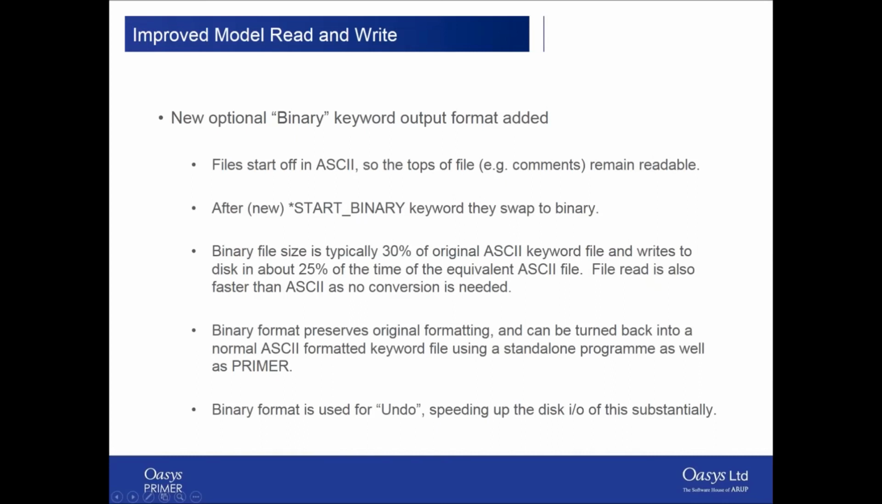On top of that, we've also added new different formats that you can optionally use if you want. There's a new binary keyword format. The files start off in ASCII, so the tops of the files and the comments remain readable. Then after that, we have star start binary, which swaps to binary and then writes the data in there. Why would you want to use these files? You could think of them as kind of a Primer format file, but the file size is typically 30% of the original ASCII files, and it also writes to disk in around 25% of the time of the equivalent ASCII file. So it uses less disk space and it's quicker to read and write.